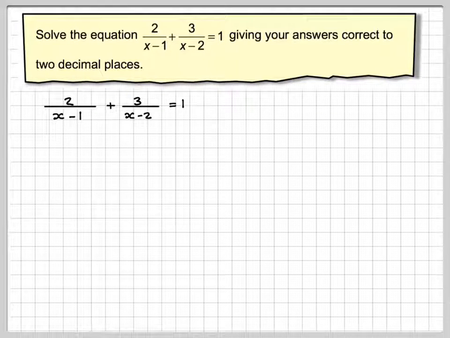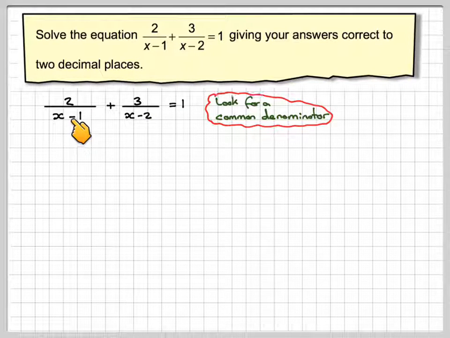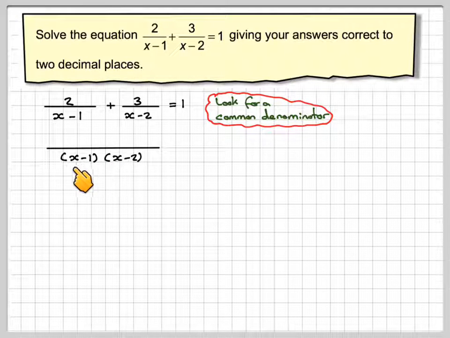Now, when we do equations like this, we need to think how we actually add and subtract fractions. What we look for is a common denominator. Normally we take those numbers and multiply them together, so we do the same in algebra. But you don't need to multiply them out. So it's x minus 1 times x minus 2.